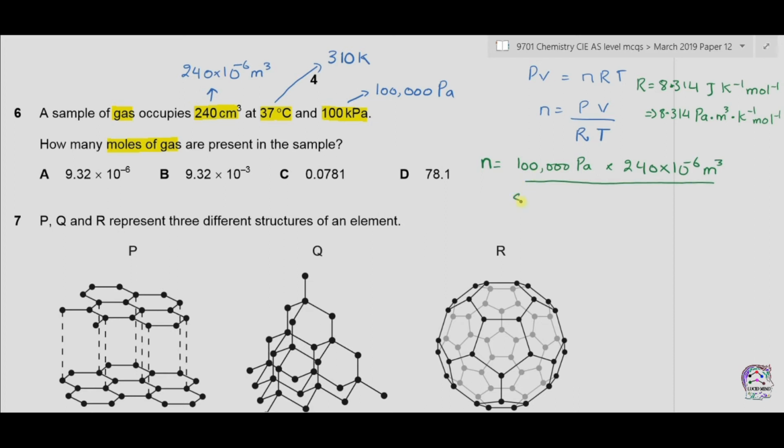Value of R is 8.314 pascals into meter cube per Kelvin per mole. The temperature given is 310 Kelvin. So cutting out the units, Pascal with Pascal, meter cube with meter cube, Kelvin with Kelvin, the value of n comes equal to 9.32 × 10^-3 mole. So therefore, correct option is B.